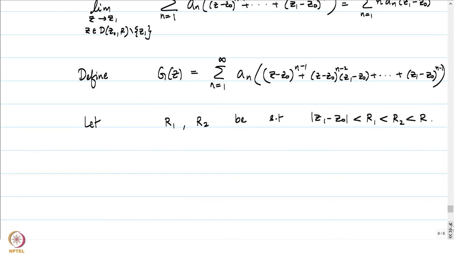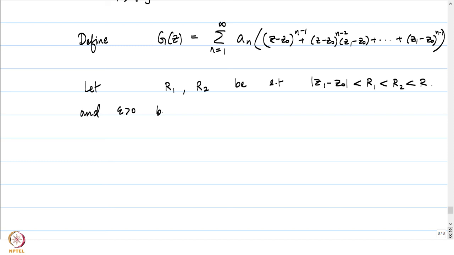Also, let epsilon be such that D(z1, epsilon) is contained in D(z0, r1). So, D(z1, epsilon) is a small disk around z1 such that it is contained in the smallest of the disks of radius r1, r2, r3, or whichever you consider. The smallest is r1. So, it is contained in r1.